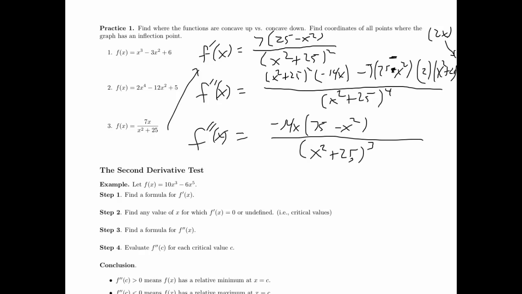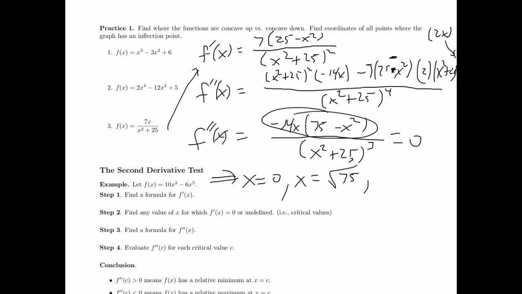Now, this is easy to find where this is equal to 0, because once again, when we're trying to find out where a fraction equals 0, all that really matters is where is the numerator equal to 0. And so it's easy to see that that happens when x is 0, when x is the square root of 75, or when x is negative square root of 75. Square root of 75 is somewhere between 8 and 9.